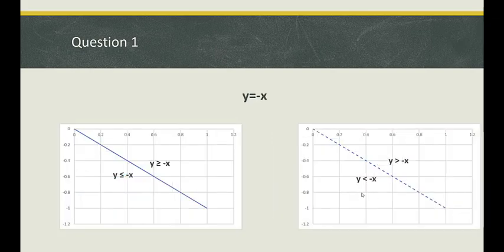So these things also apply to negative graphs too. Here I give a condition with y equal to negative x, where y greater than or equal to negative x is the region above the line, and y smaller than or equal to negative x is the region below, which applies here with the same condition too, but with the dotted line. So next, we're going to go back to our question.